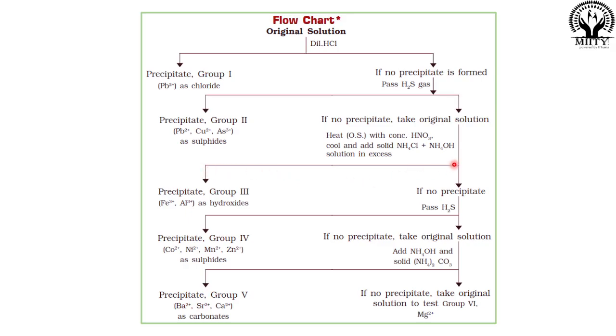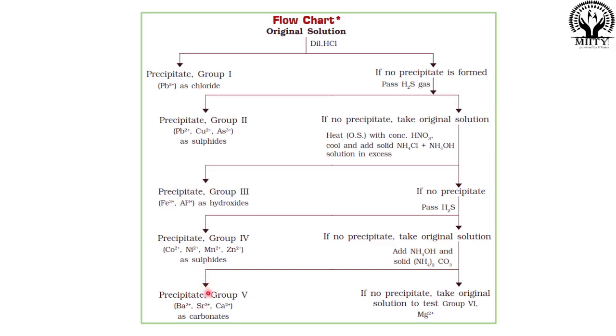If precipitate is not present, then add H2S. This is the group 4 reagent, along with ammonium chloride and ammonium hydroxide. If precipitate is formed, group 4 cations are present. If group 4 cations are absent, then again take the original solution, add ammonium hydroxide and ammonium carbonate.